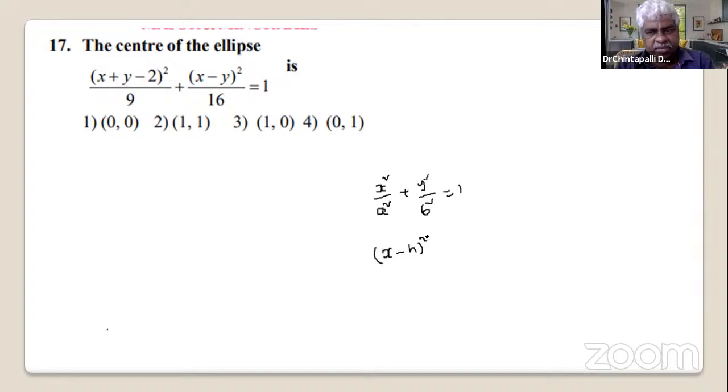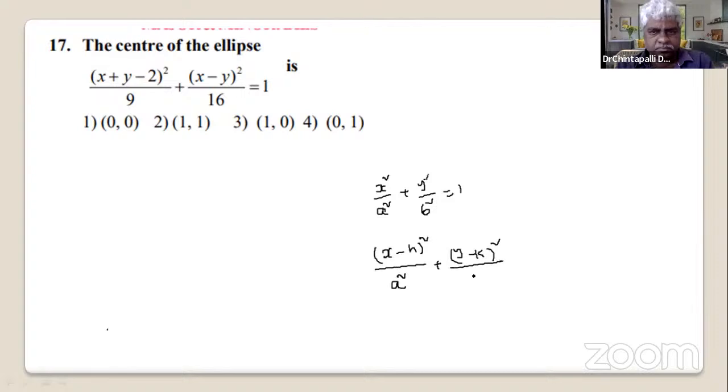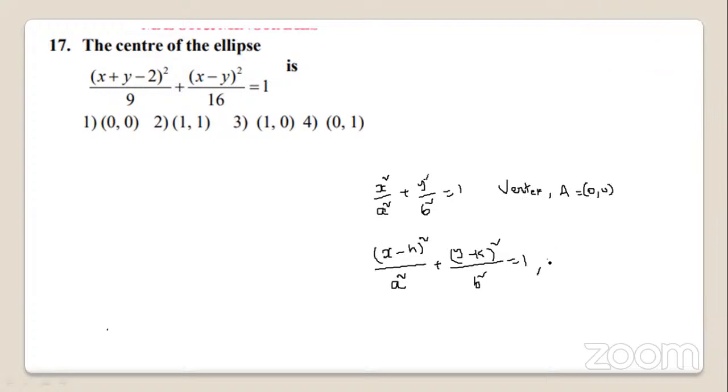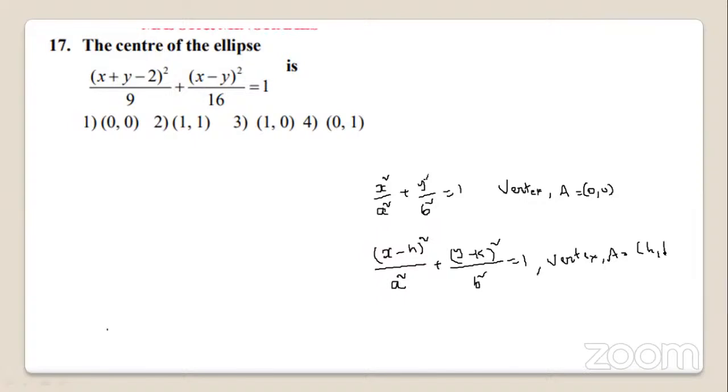x minus h whole square by a square plus y minus k whole square by b square equals 1, right? You know, the vertex of this ellipse is 0, 0. The vertex of this ellipse is h comma k.